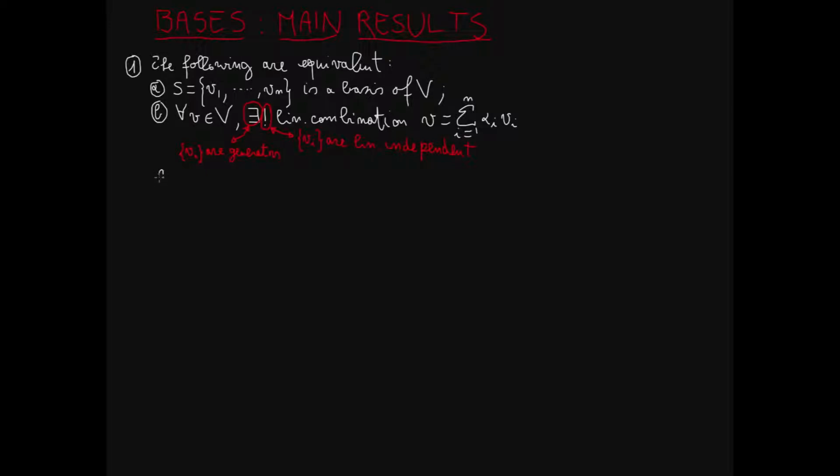So statement C is the following. S is a minimal set of generators of V. So minimal is exactly in the same sense as what we explained before, which is, if we remove one of these n vectors from the set, the remaining ones will not be able to generate all of V.